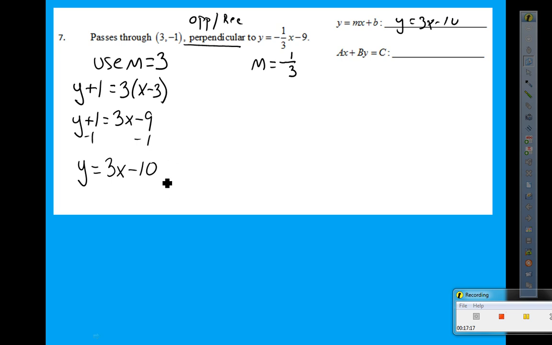To put this thing in standard form then, let's move this x to the other side, thus changing the sign. So I've got negative 3x plus y equal negative 10. It goes x then y. There's no fractions, there's no decimals, but the a value is negative. So let's go through and change all the signs. So I got 3x minus y equal 10.